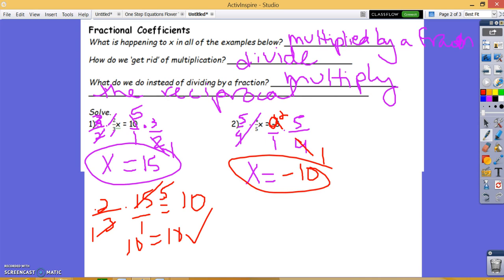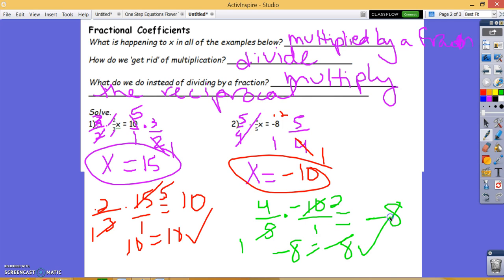And again, I would like to check my work. So 4/5 times negative 10, which is negative 10 over 1, equals negative 8. And then we can cross-reduce. So 2 and a 1, negative 8 does equal negative 8. So I can check my work.